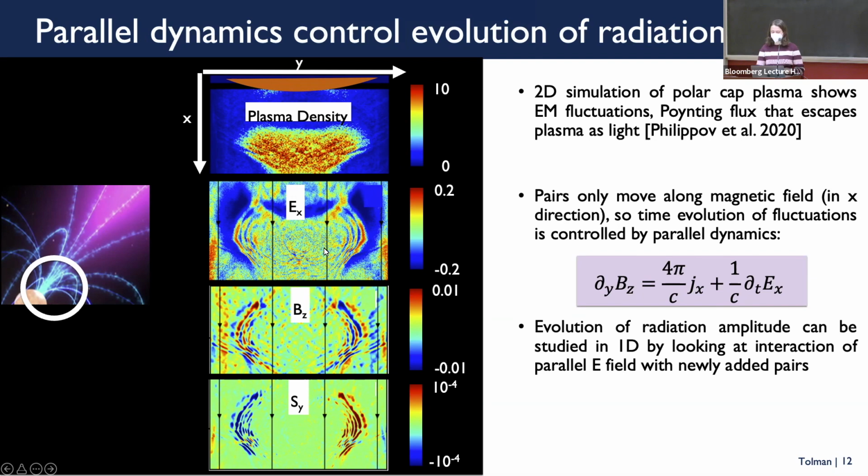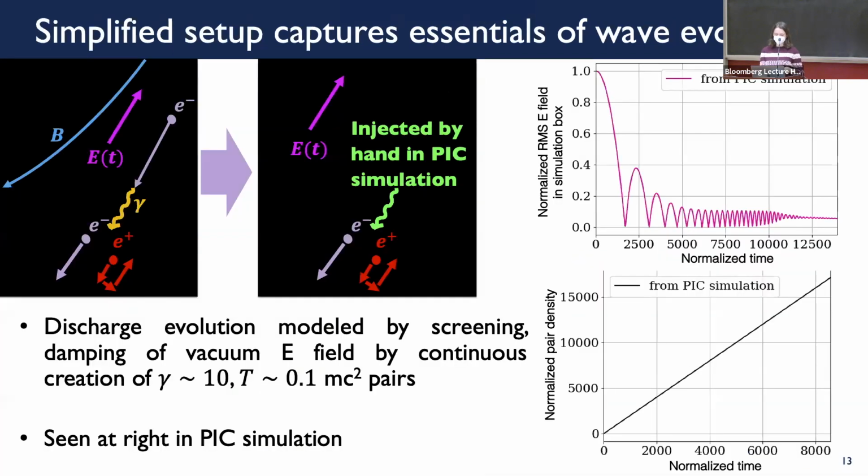So this means that we can look at the evolution of the radiation amplitude by just looking at a one-dimensional process, which is slightly different from what's going on here, but will give us the keys of the physics. So this is the interaction of a parallel electric field with newly created pairs.